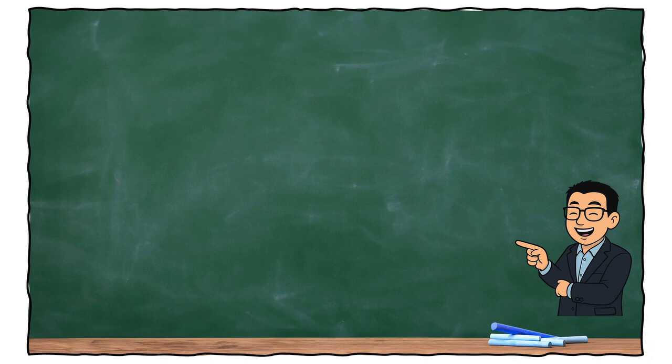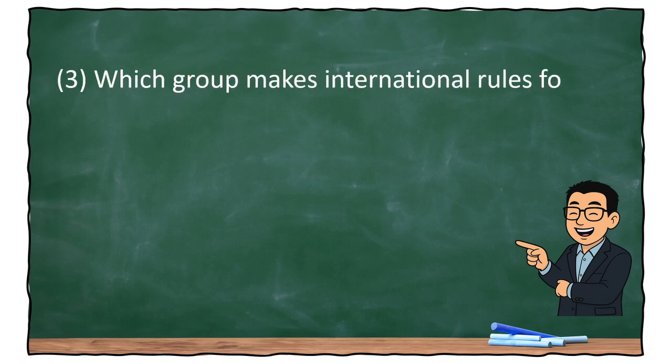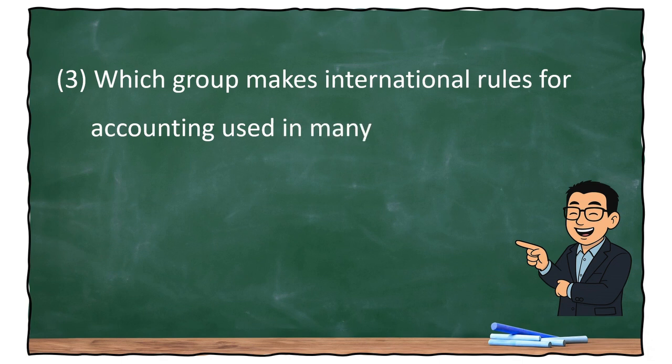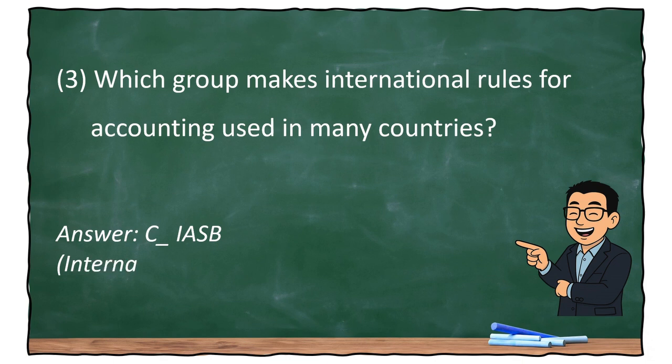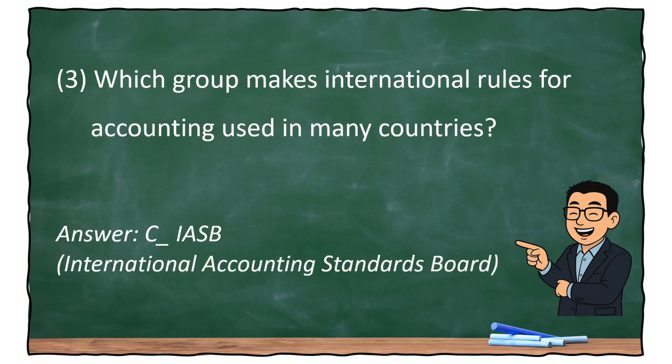Let's look at number 3. Which group makes international rules for accounting used in many countries? The answer is C. IASB. The International Accounting Standards Board develops international accounting rules.